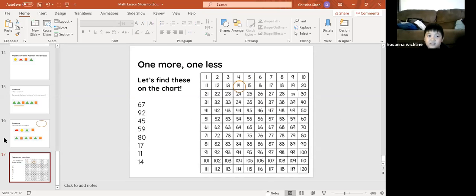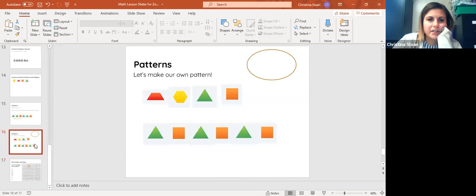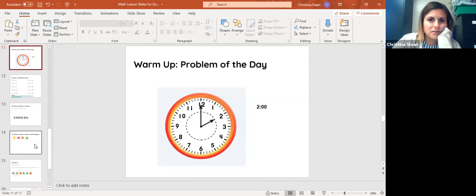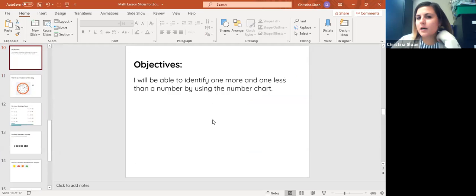All right. Let's go back really quick to our goals. Our goal today was, I will be able to identify one more or one less than a number using the numbers chart. Give me a thumbs up if you think you accomplished that today. You should all be giving me a thumbs up because you all helped me out with that and you did awesome. All right, thank you.